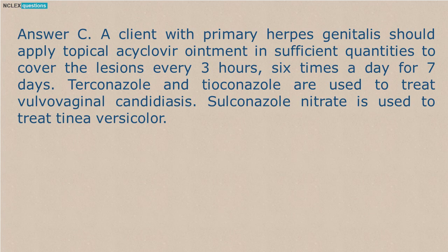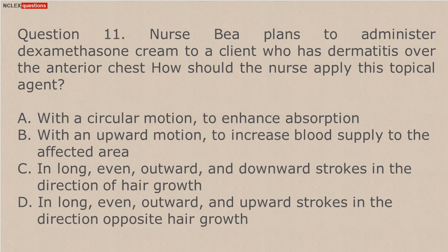Question 9. A female client with a severe staphylococcal infection is receiving the aminoglycoside gentamicin sulfate (Garamycin) by the IV route. The nurse should assess the client for which adverse reaction to this drug? A. Aplastic anemia. B. Ototoxicity. C. Cardiac arrhythmias.